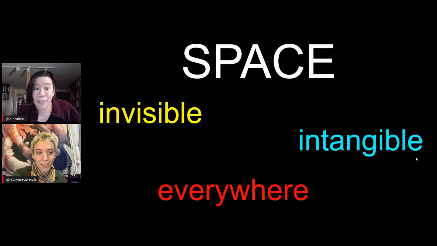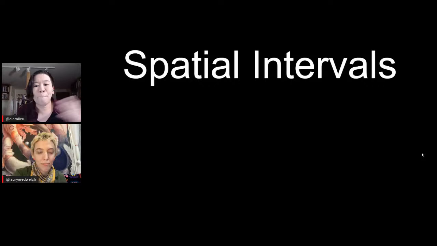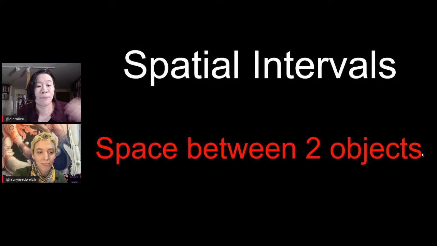And there's also this idea of the illusion of space in a 2D artwork. So it's like, what do we do with this? It's invisible, it's an illusion, it's intangible, it's everywhere. It's like, where do I even begin? My feeling is that you can measure it in terms of spatial intervals. So that is basically looking at the space between two objects.